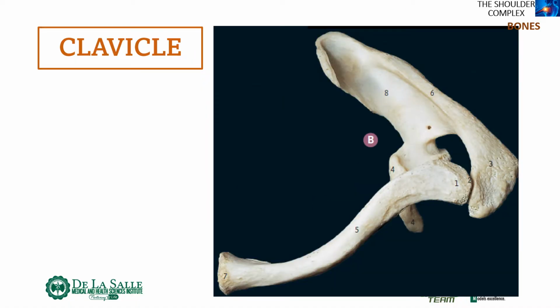If the previous slide showed the inferior view of the clavicle, now we have the superior view of the clavicle. So again, this is the sternal end of the clavicle that articulates with the sternum. And as you can see, we have the acromial end of the clavicle that articulates with the acromion of the scapula to form the acromioclavicular joint. Then we have the shaft of the clavicle.